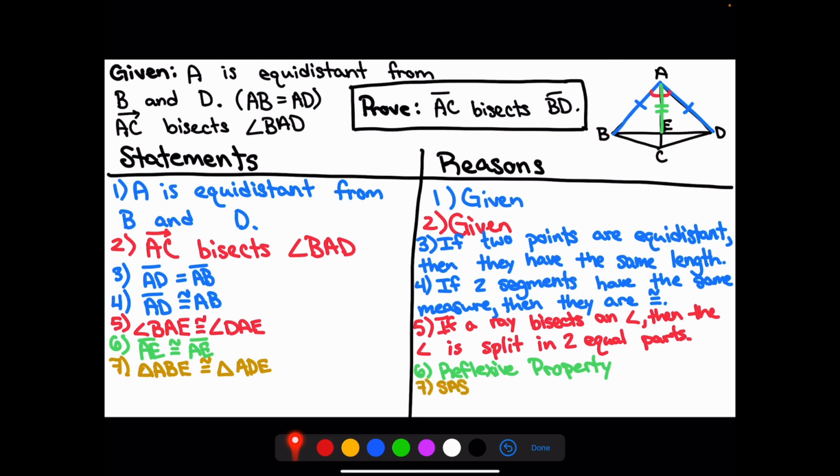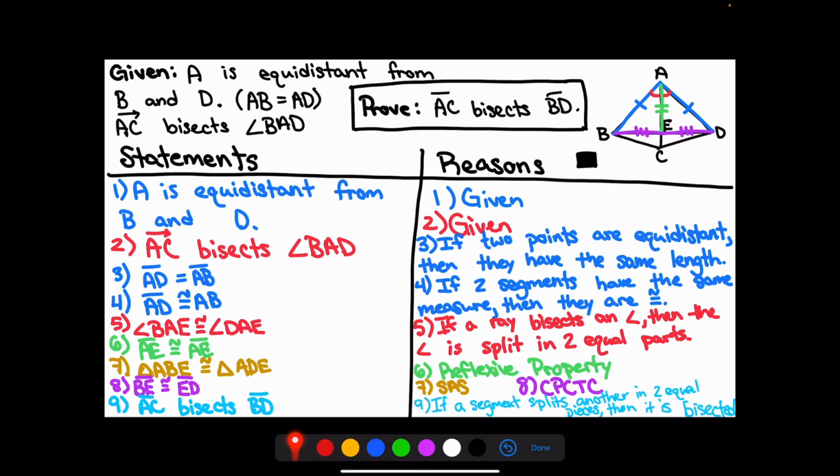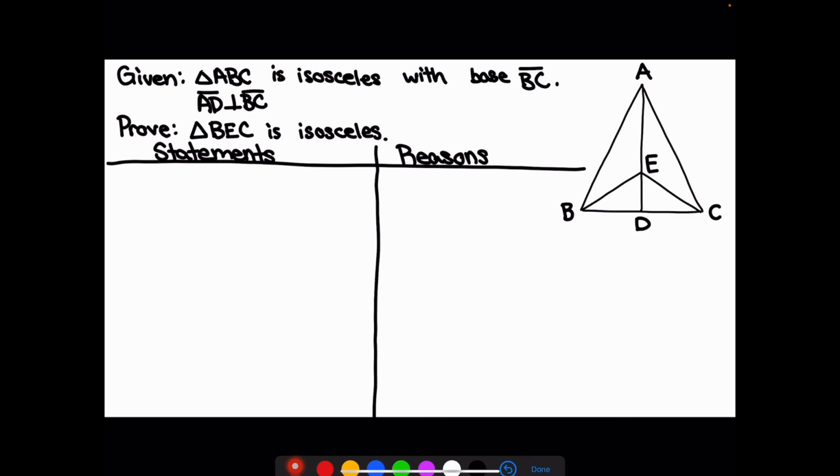Lastly, at this point, if the two triangles are congruent, then I can say that BE is congruent to ED. And the reason that we can say that is CPCTC. Now, if segment BD is being split into two congruent segments, then it is being bisected. So therefore, I can say that AC bisects segment BD. And the reason that we can say that is if a segment splits another into two equal pieces, then it is being bisected.